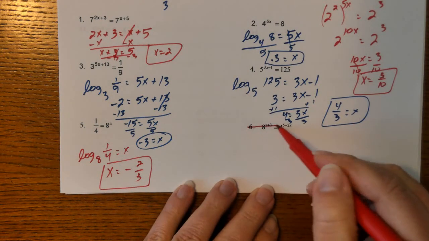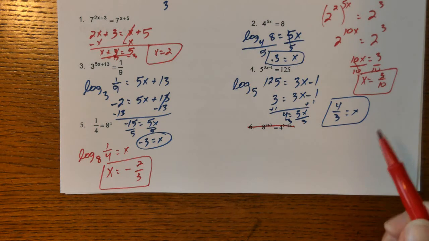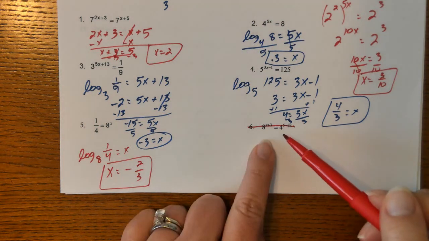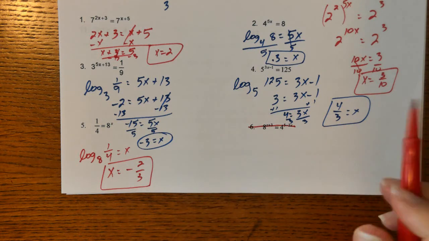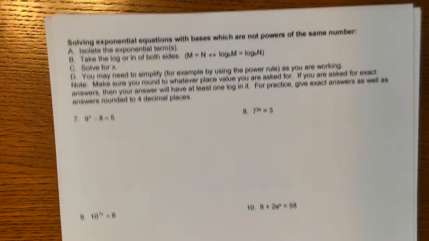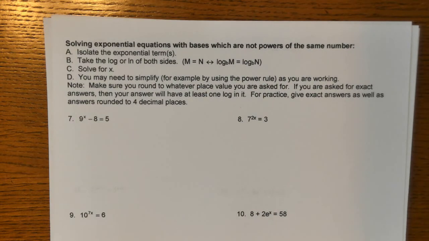Now, we don't have to worry about 6. We'll be okay with those. But that one, you don't have an option. You would have to get them as the same base. And 4 is 2 to the 2nd, 8 is 2 to the 3rd, and then adjust your exponents from there. Okay? All right. This next group is a little bit fancier.